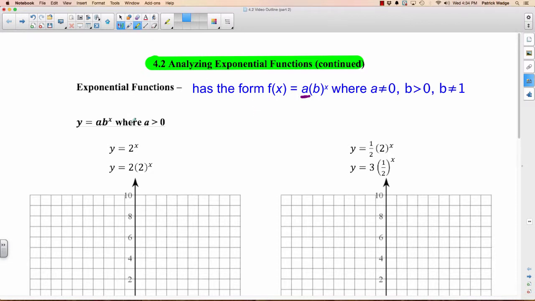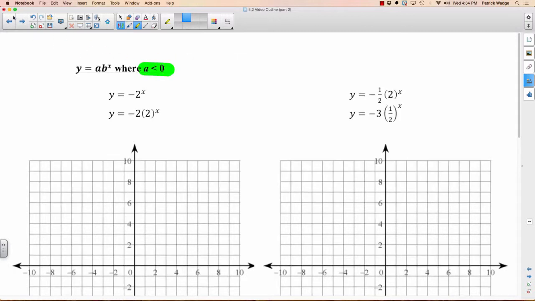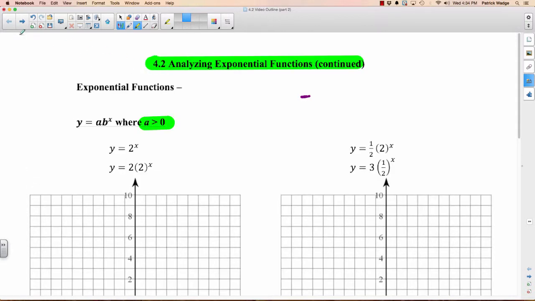We're going to look at when the a value is greater than 0, and when the a value is less than 0. The only other case would be when a is equal to 0, but as we said, you are not allowed to have a equals 0. So this will cover all the cases, when a is greater than 0 and when a is less than 0.